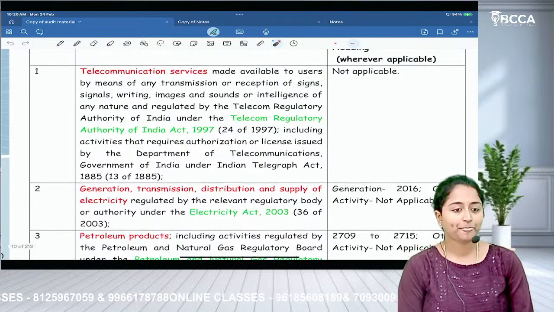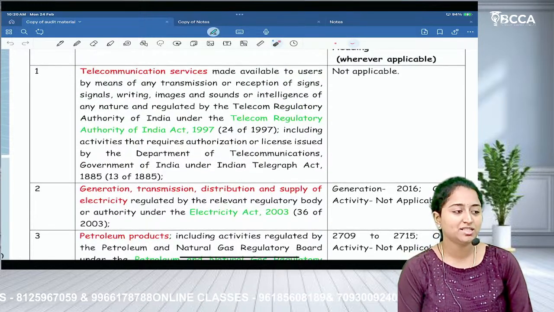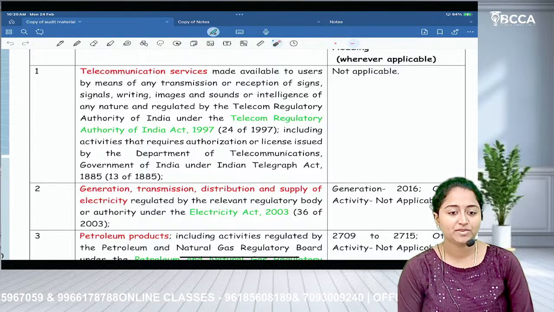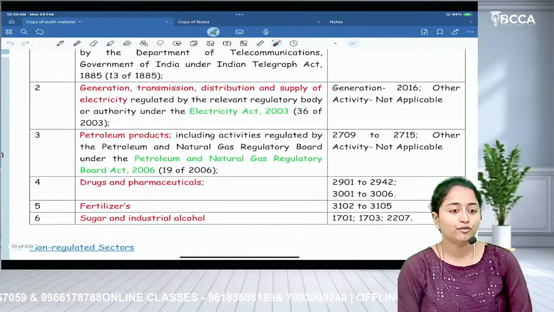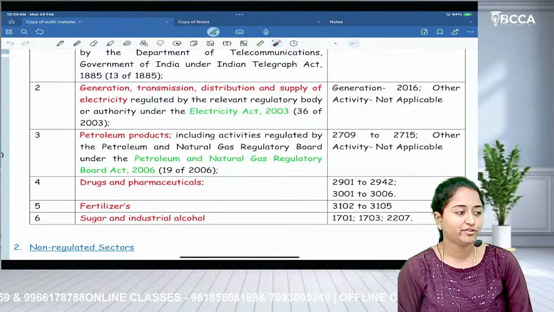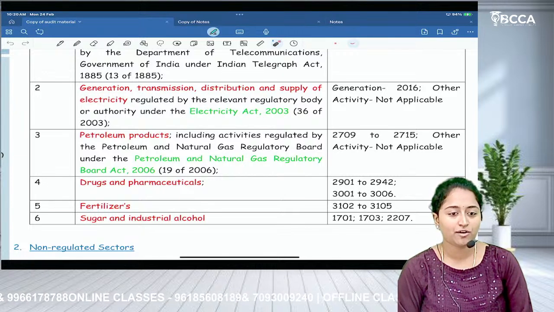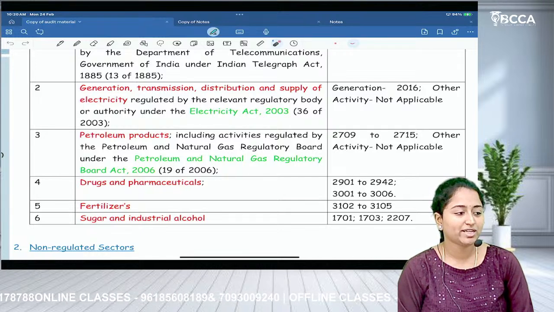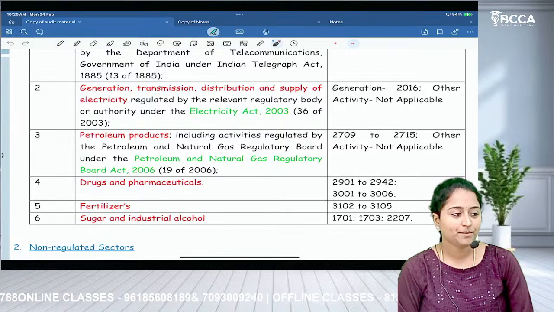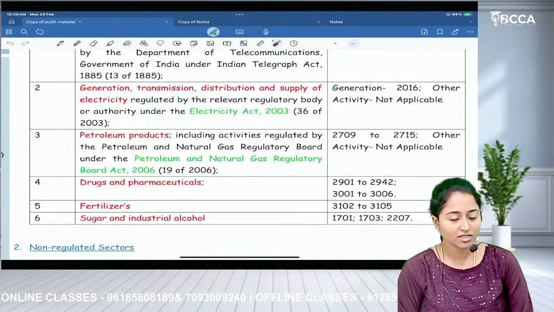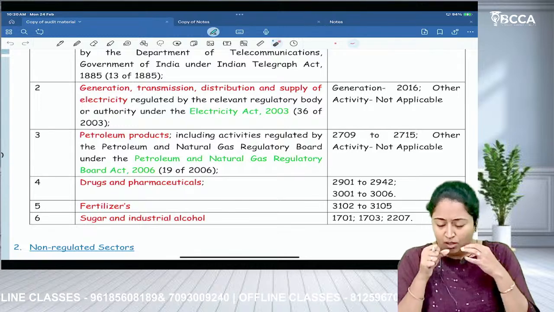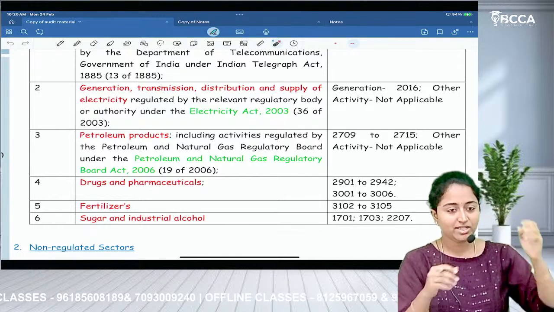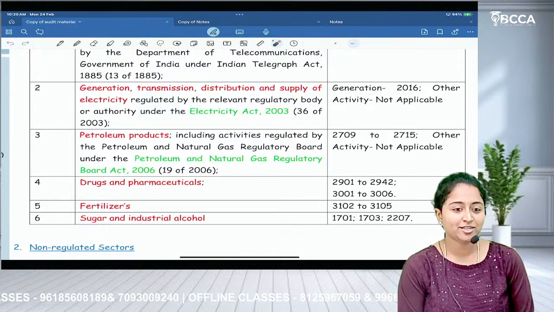Now what is first? Telecommunication services. Second, just remember, electricity. Third is petroleum products. Fourth is drugs and pharmaceuticals. Fifth, fertilizers. Sixth, sugar and industrial alcohol. Clear? Repeat again. First is telecommunication services. Second is electricity. Third, petroleum products. Fourth, drugs and pharmaceuticals. Fifth is fertilizer. Sixth is sugar and industrial alcohol.